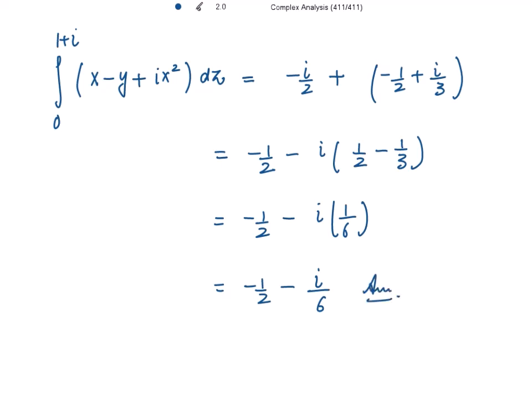So this is how we evaluate the line integrals along the given paths. So in the next lecture again we are going to solve some more problems on this.